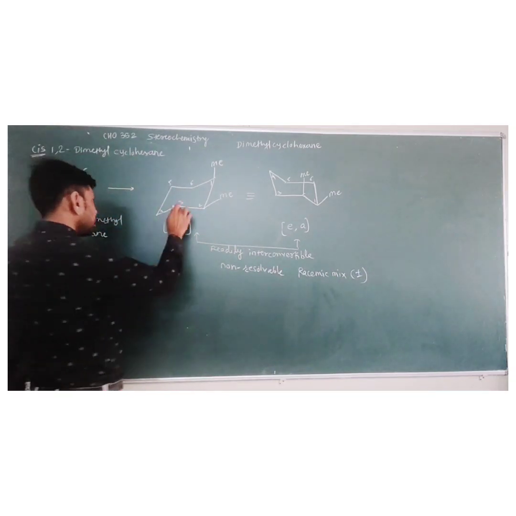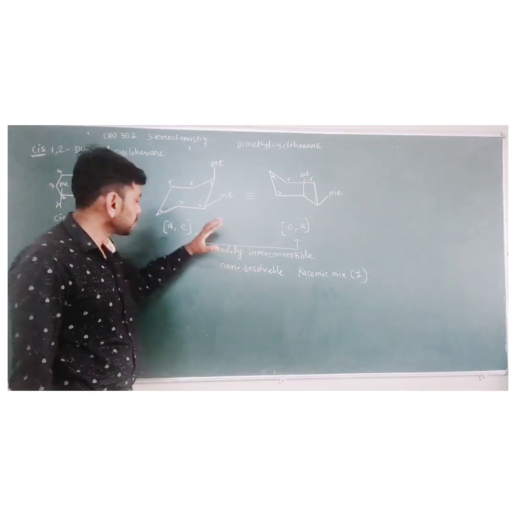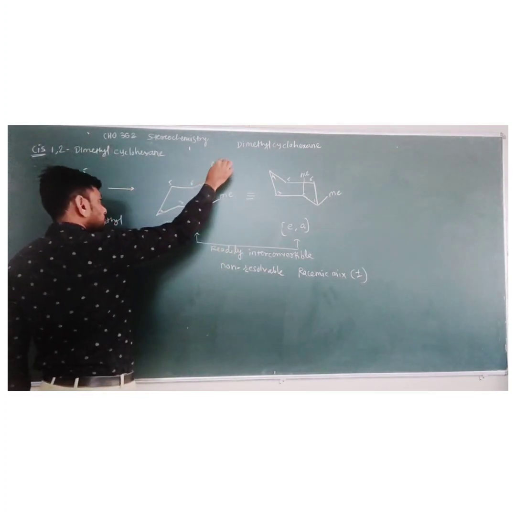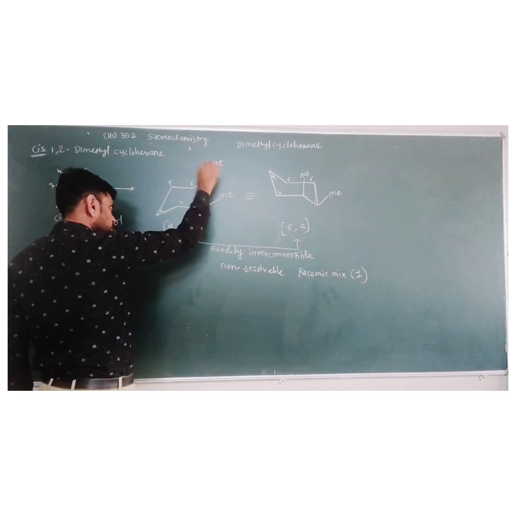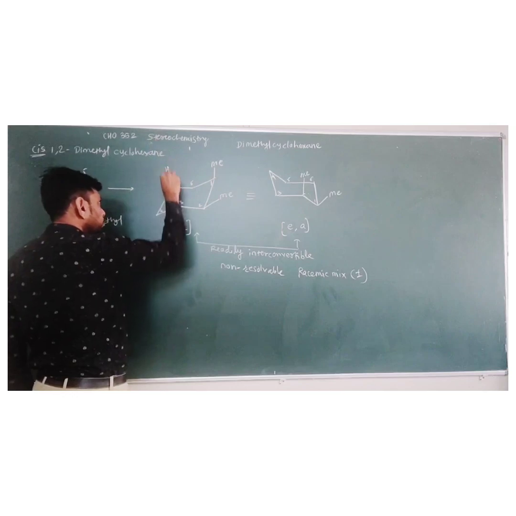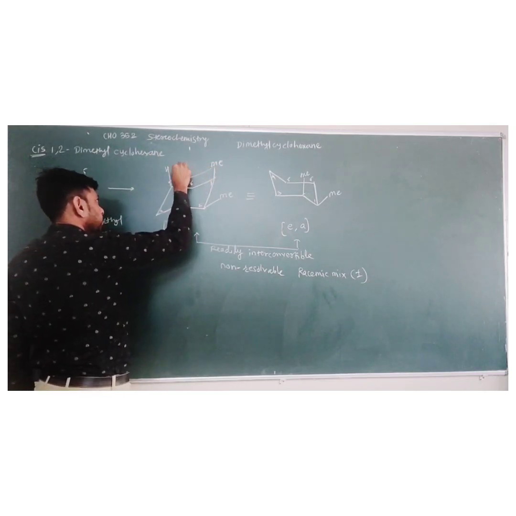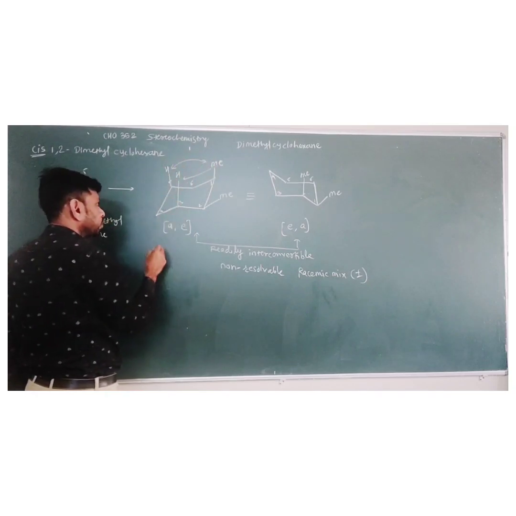Now see the stability of these two structures. The stability of both the structures is the same. Why the same? Because this methyl contains two butane gauche interactions, the same as the two butane gauche interactions in the other structure.